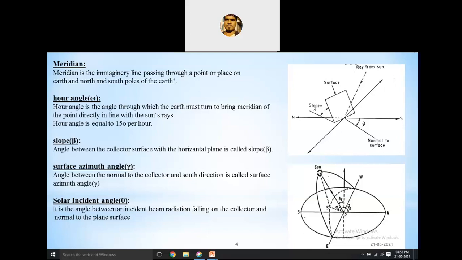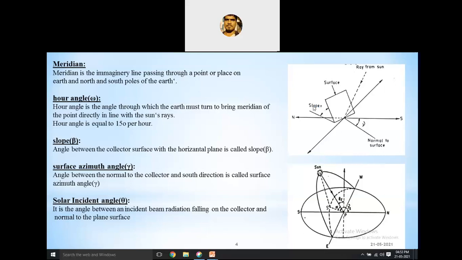A slope means the angle between the collector surface and the horizontal. Let us assume I am going to collect the solar rays. If you want to collect the solar rays, I need a collector, one flat plate collector, a small flat surface. That flat surface is placed at an angle, and that becomes the slope beta. Slope is the angle between the collector surface and the horizontal plane. Collectors are not placed flat on the earth; they are always placed at some angle.